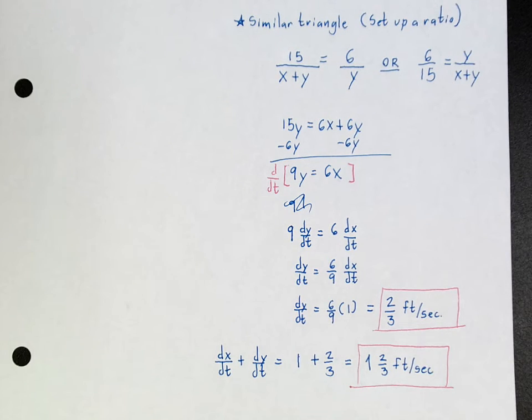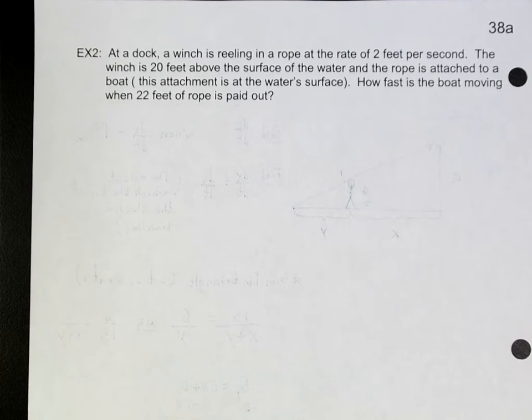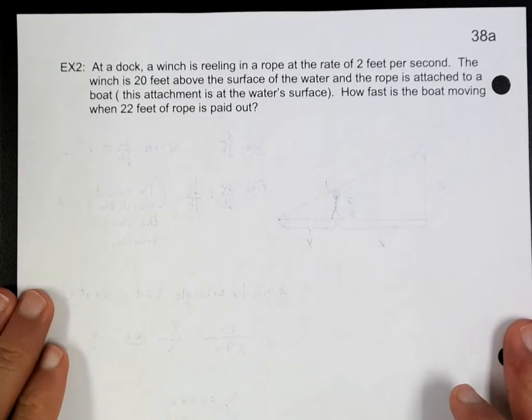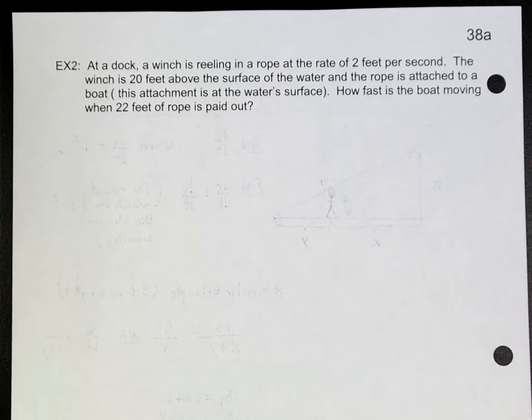Okay, so that's that. If I go to the back now, on example 2, I would like to do this one a little better than I did for most of your classes. Notice that right here you have a dock, and a winch is reeling in a rope at a rate of 2 feet per second. The winch is 20 feet above the surface of the water, and the rope is attached to the boat.